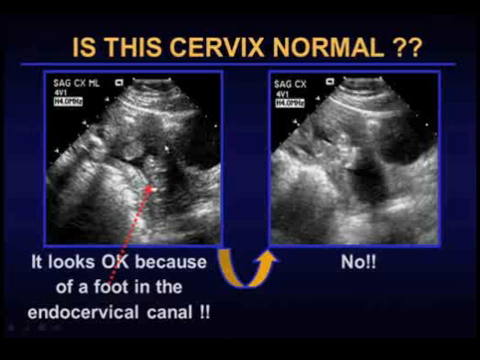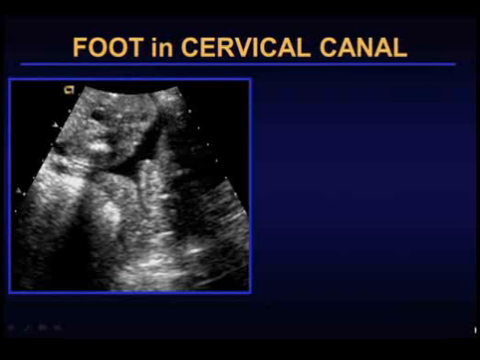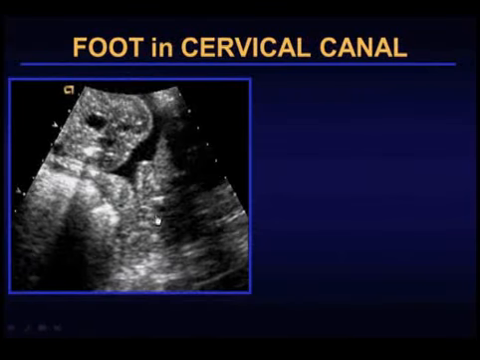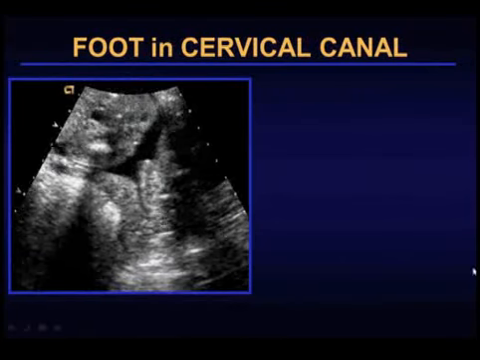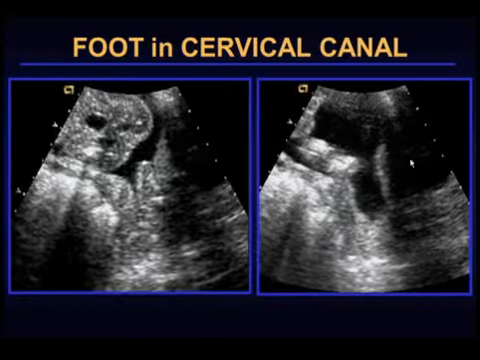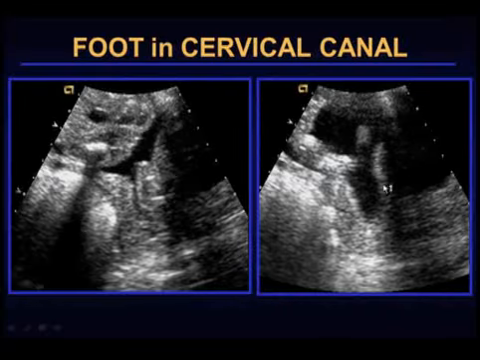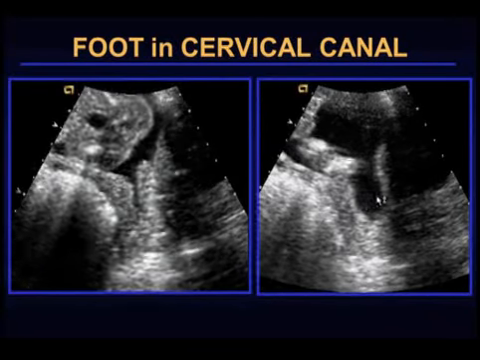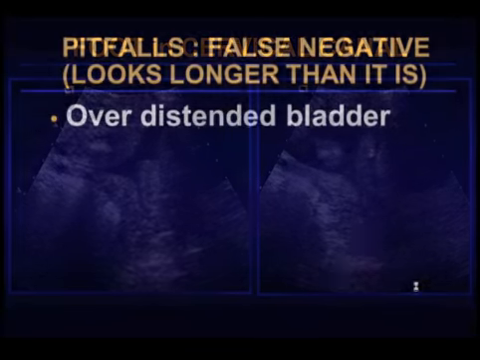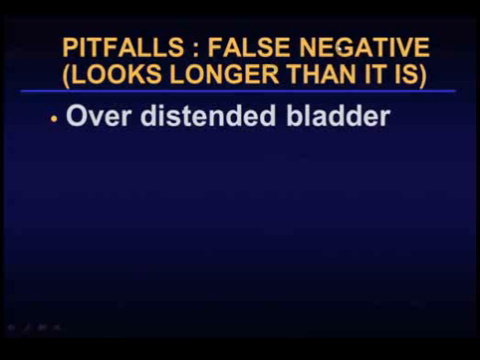Actually, that's not the cervical wall. That is a foot in the endocervical canal. Here it is. You see it moving just a little bit, and then this baby cooperated, pulled the foot right out of the endocervical canal, and you can see it's a totally dilated cervix. So there are some situations which I'll call a false negative because the cervix looks normal, but it's really not. And you want to avoid these situations.